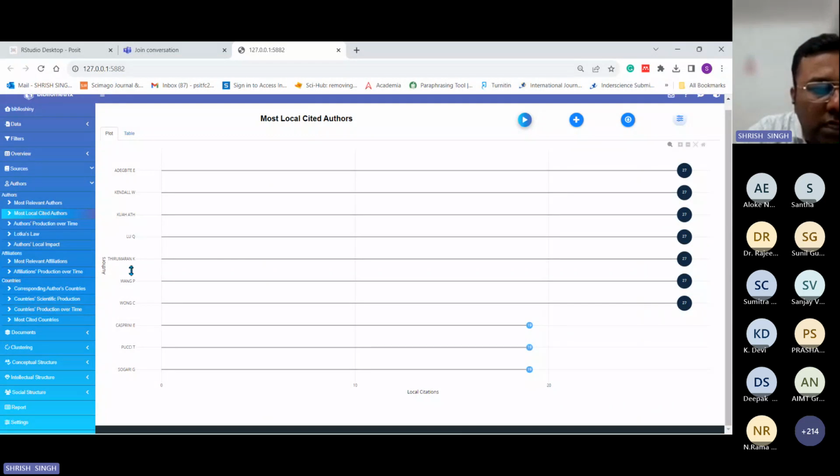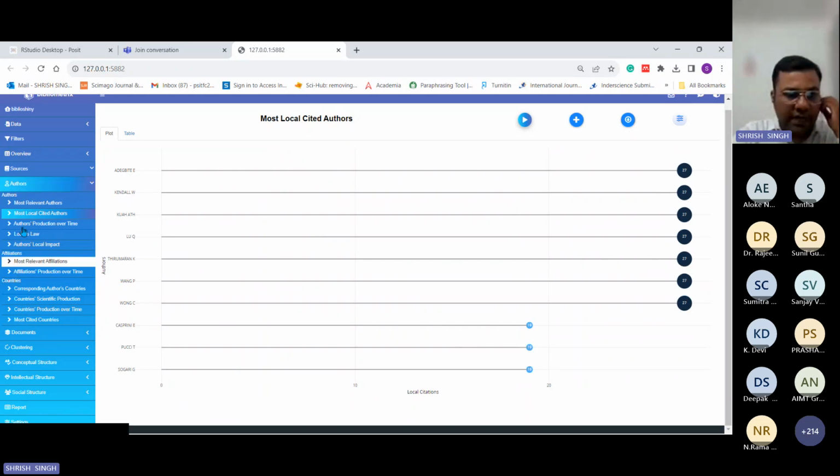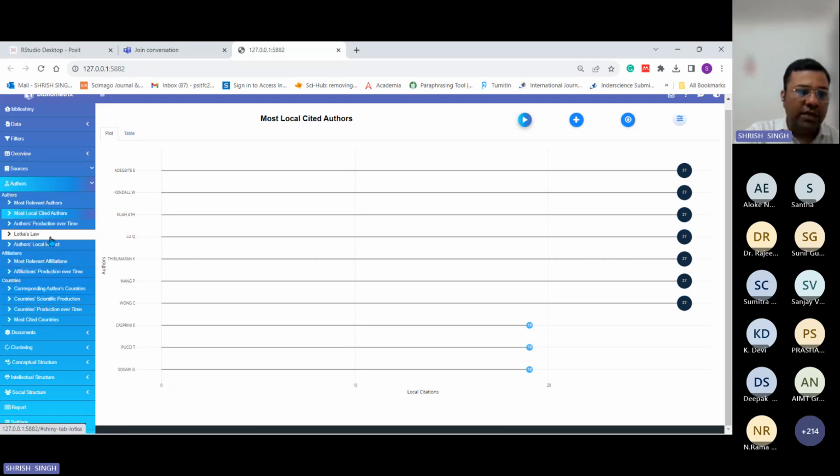So 1, 2, 3, 4, 5, 6, 7. There are 7 authors who are having 27 citations, which is the maximum citation. After that, there are 19 citations and there are a few authors who are having 19 citations. So you can just report all these things in your research paper of bibliometrics, right? After that, there's affiliation. Affiliation is what? There are so many other metrics. You can just practice on it by yourself.